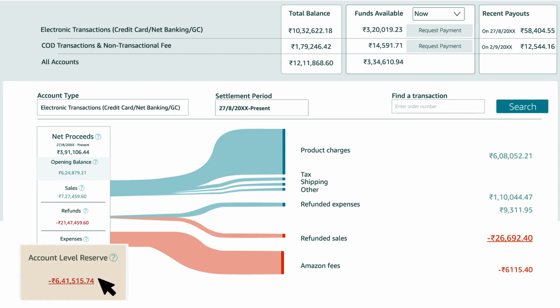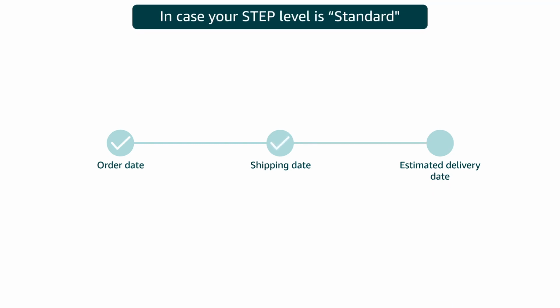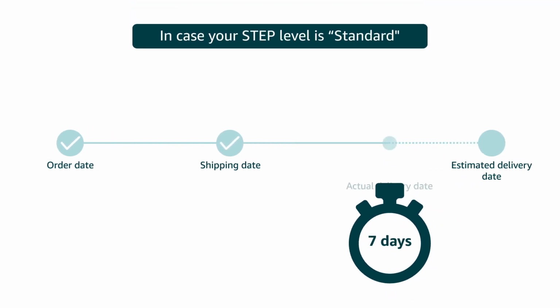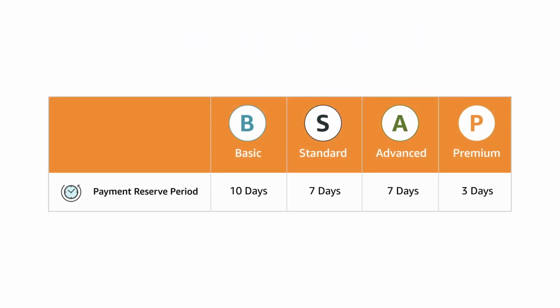It is a normal part of selling on Amazon to see funds under account level reserve. Amazon keeps funds from an order in reserve for certain days after the estimated delivery date or the actual delivery date, whichever is earlier, to ensure that you have enough funds to fulfill any refund requests from buyers. The number of days, or the reserve period for which Amazon keeps the funds, depends on your step level.